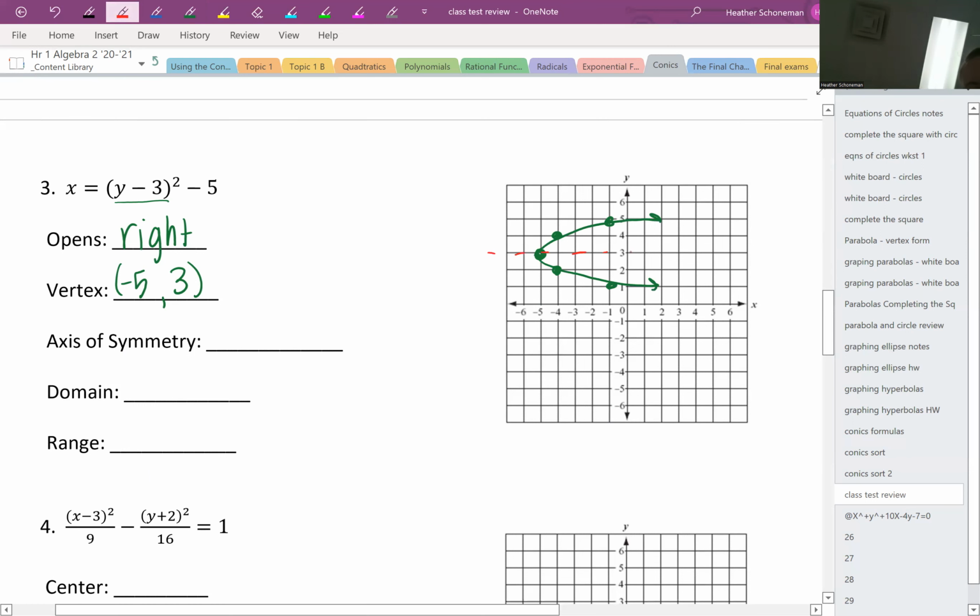The axis of symmetry cuts it in half. It crosses the y-axis at 3. So it's y equals 3. The domain is left to right. And on the left, it starts right here at negative 5. And it continues to the right. The range, though, is all real numbers because it keeps getting wider up and down.